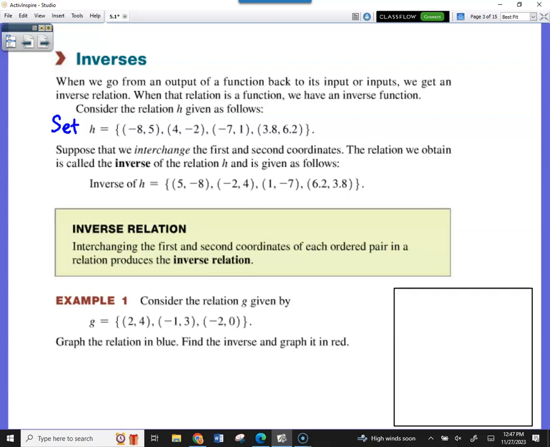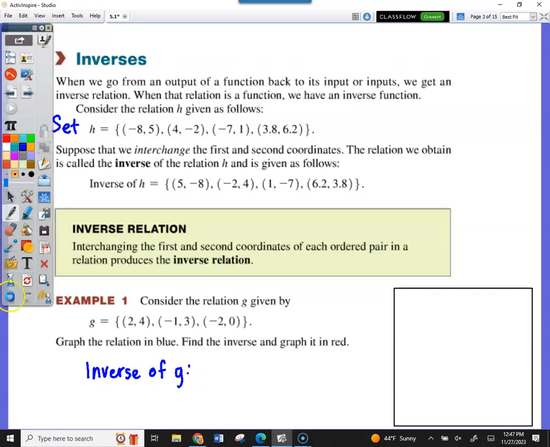So come right here. We've got set G. Consider the relation set G. Tell me what the inverse would be. Write it. Is there a fancy letter for the inverse of G? There is. It's a symbol. I'm going to show it to you.